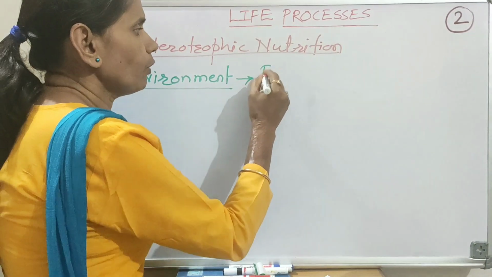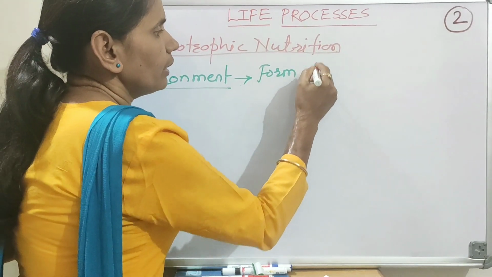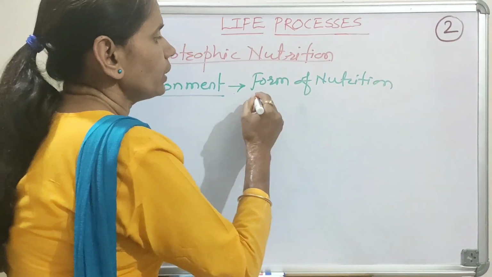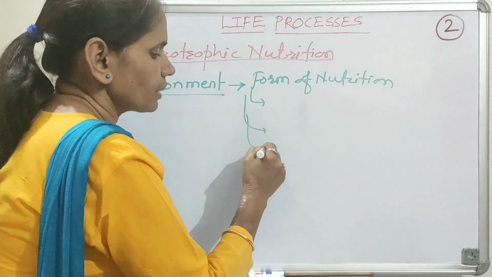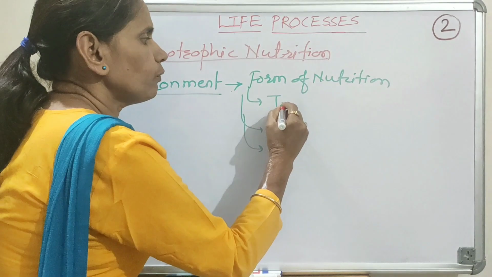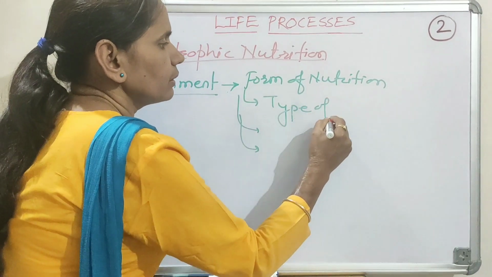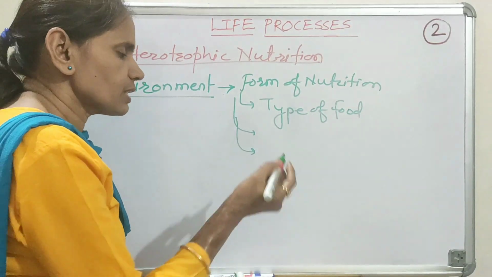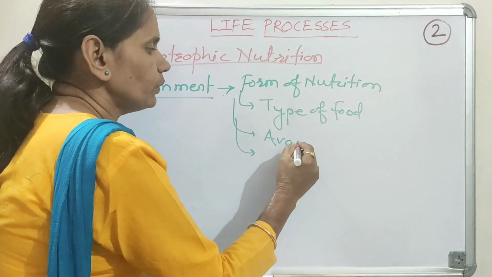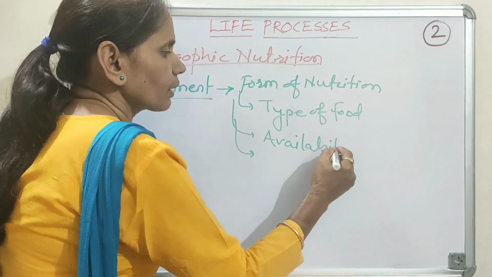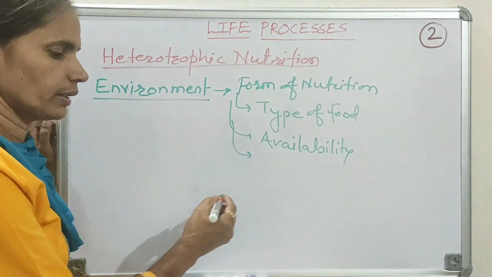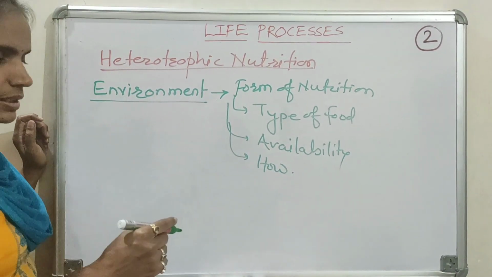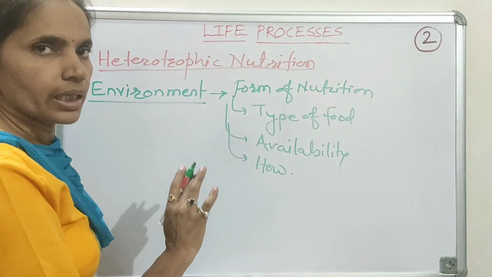Now this form of nutrition of these heterotrophs depends on three major factors. First one is the type of food they utilize. The second important factor is the availability of the food. And the third important factor is how that food is accessed or utilized or obtained by that organism.